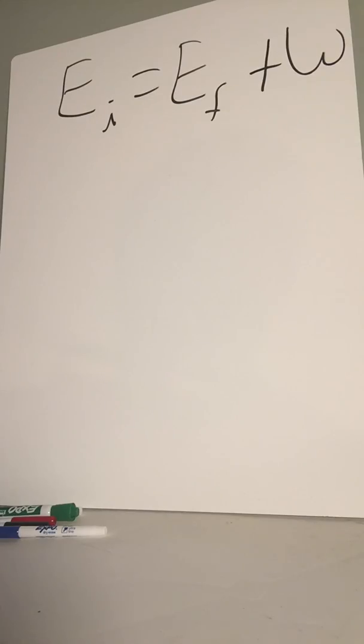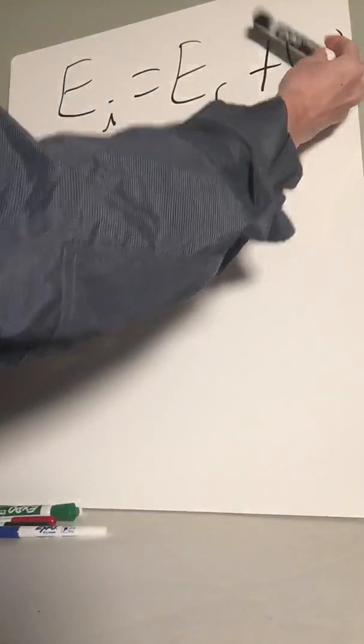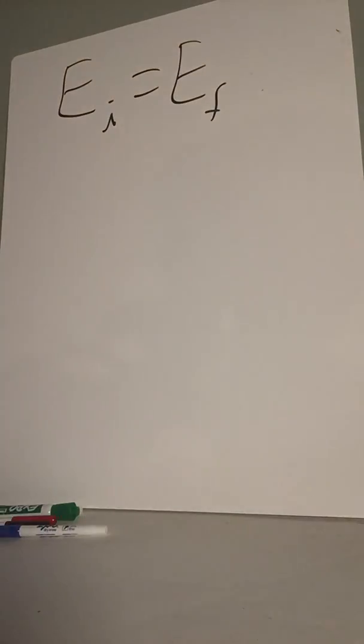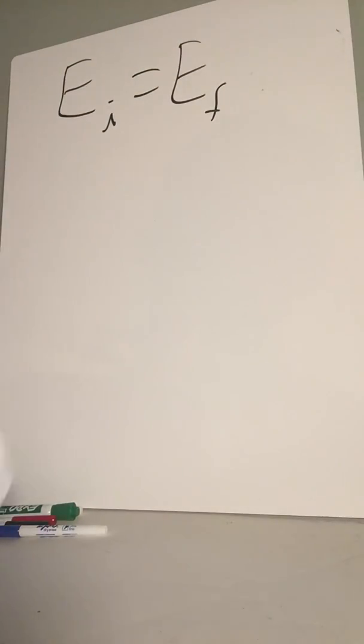Now, if there's no losses like friction, that term turns to zero, and you are just left with how we were doing the energy transformation equations. So we've actually already been doing this, we just didn't call it conservation of energy.